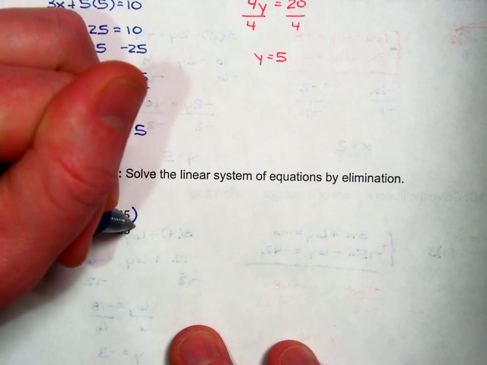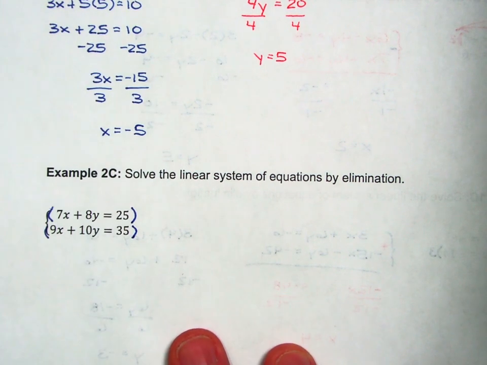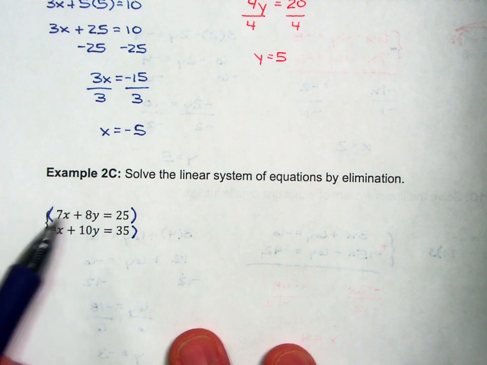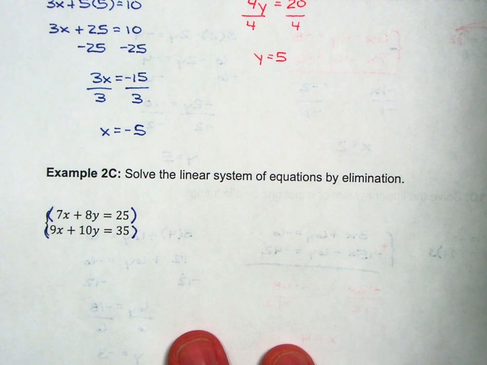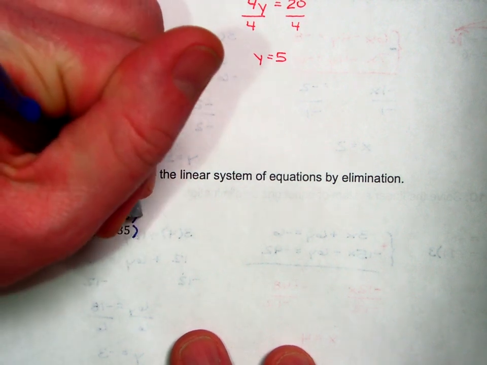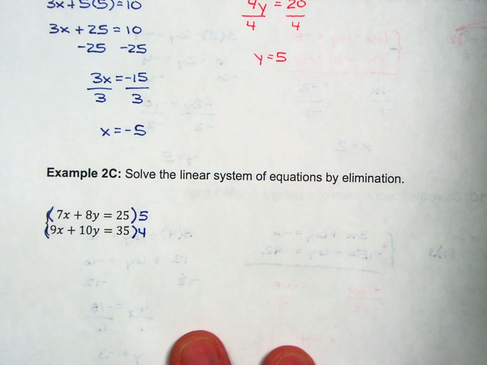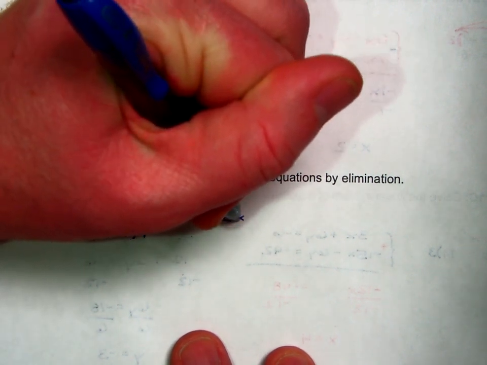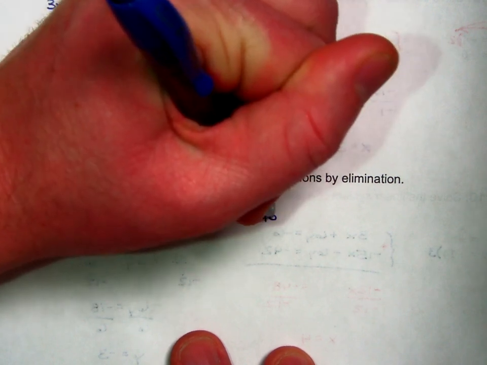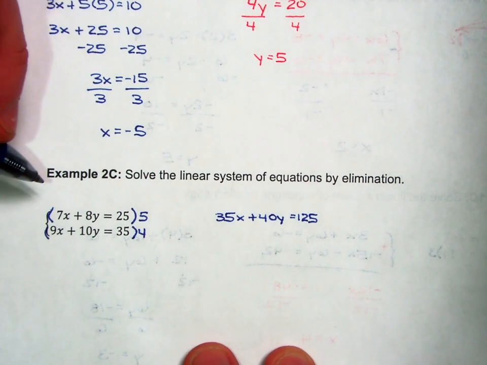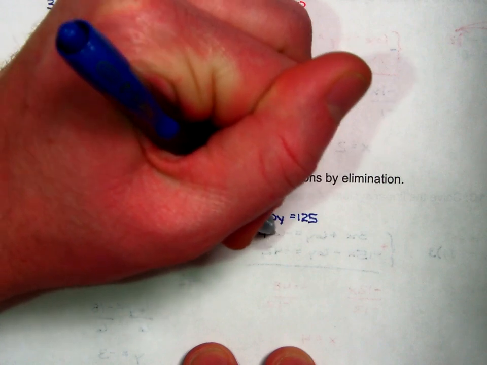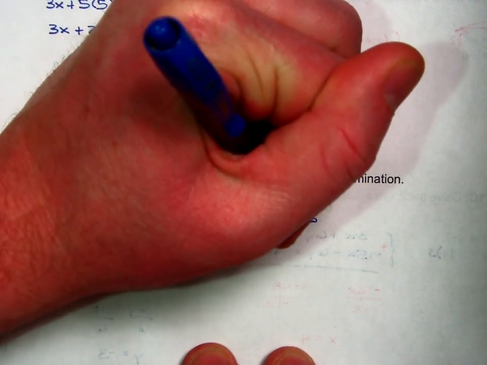In this particular problem, I chose to get my y's to be the same, but I'm not just going to multiply the top by 10 and the bottom by 8. I'm going to find the least common multiple of those two, which is 40. So I'm actually going to multiply the first equation by 5 and the second one by 4. That's now going to give me 35x plus 40y, and that's equal to 125. And my second equation is going to become 36x plus 40y is now equal to 140.